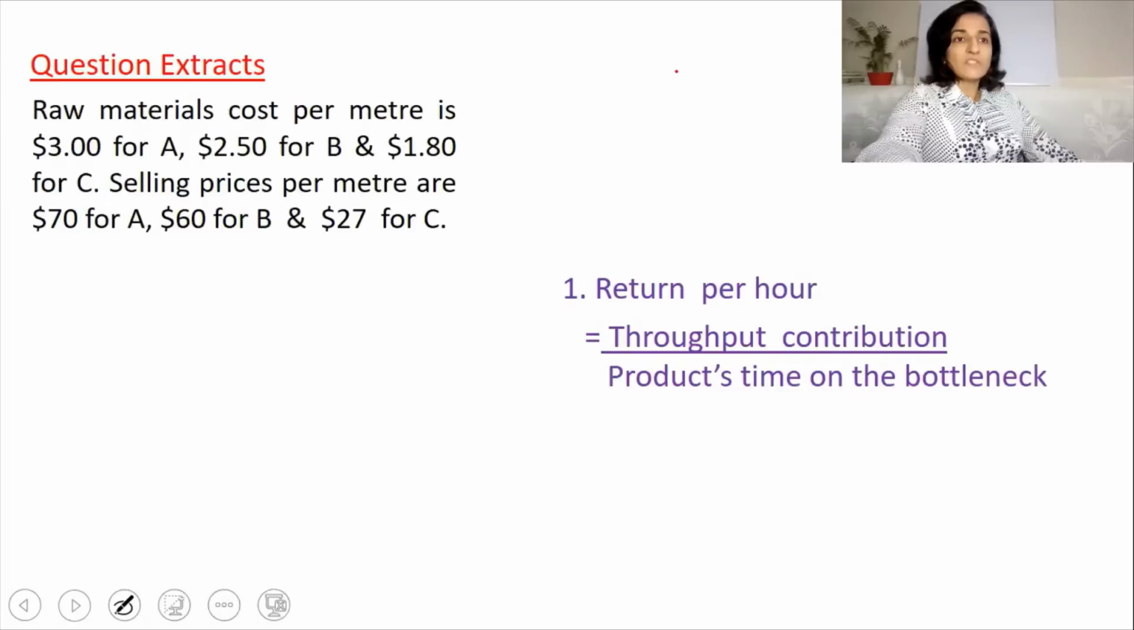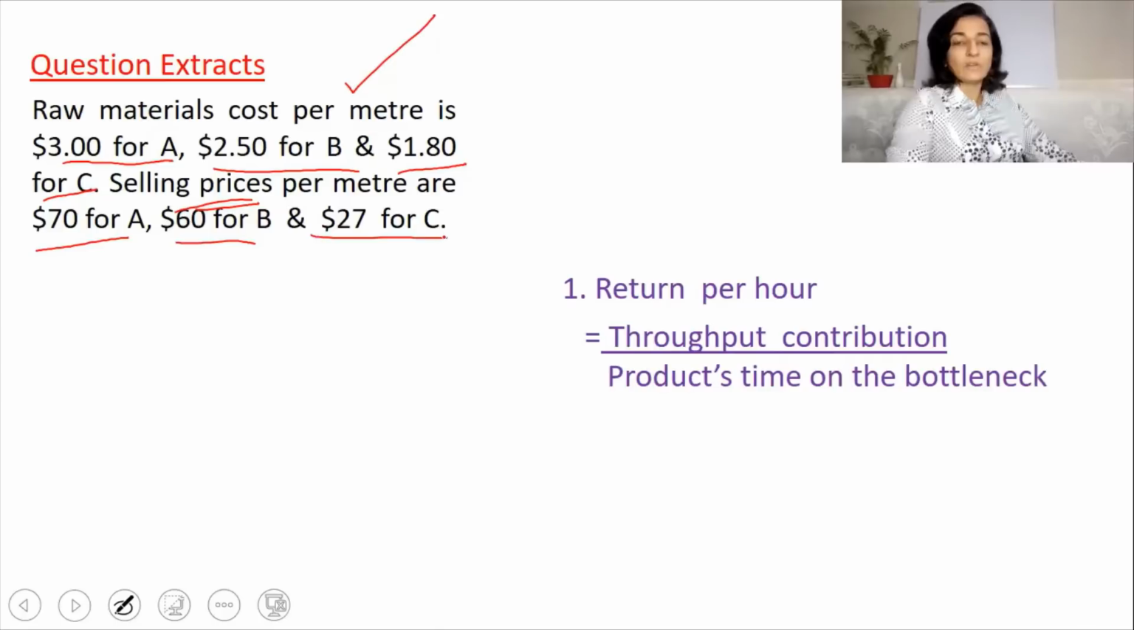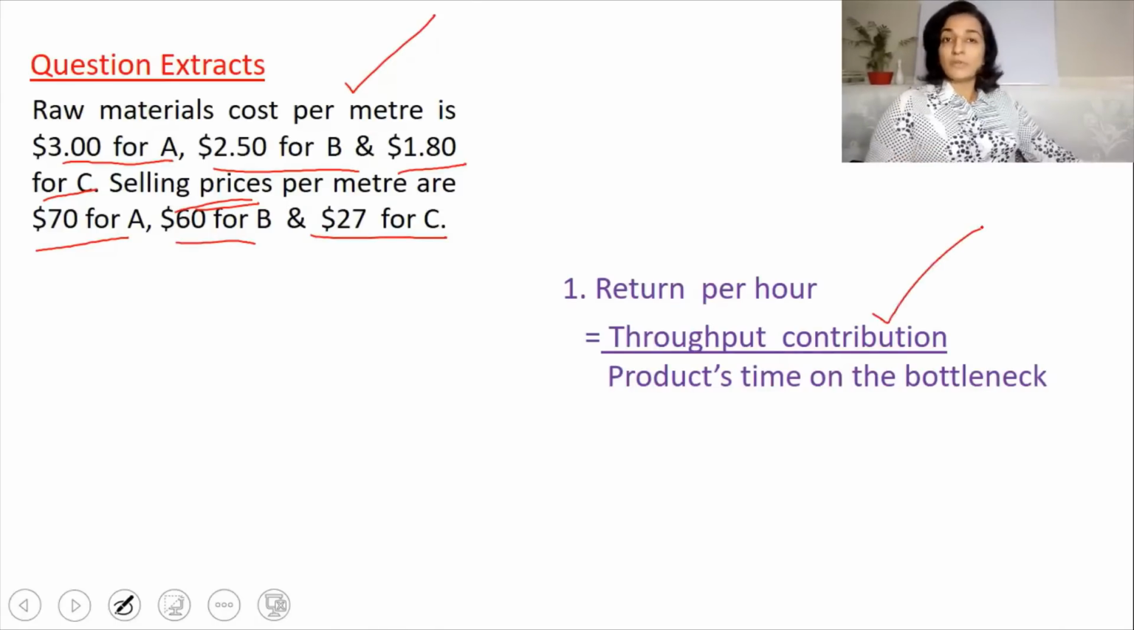So let's see the details given in the question. The raw material cost per meter is $3 for product A, $2.5 for product B, and $1.8 for C. And the selling prices per meter are $70 for A, $60 for B, and $27 for C. So what is the throughput contribution? The throughput contribution is nothing but selling price minus the direct material cost. And both the information are given in the question.